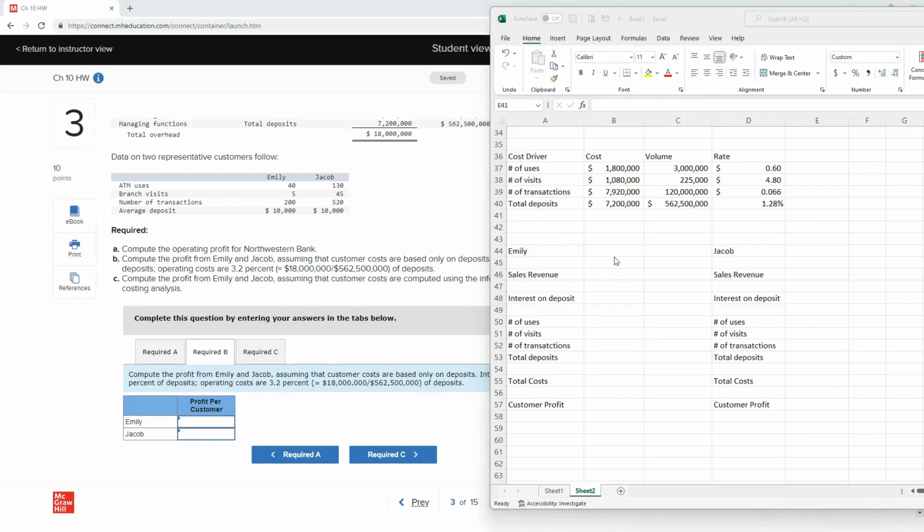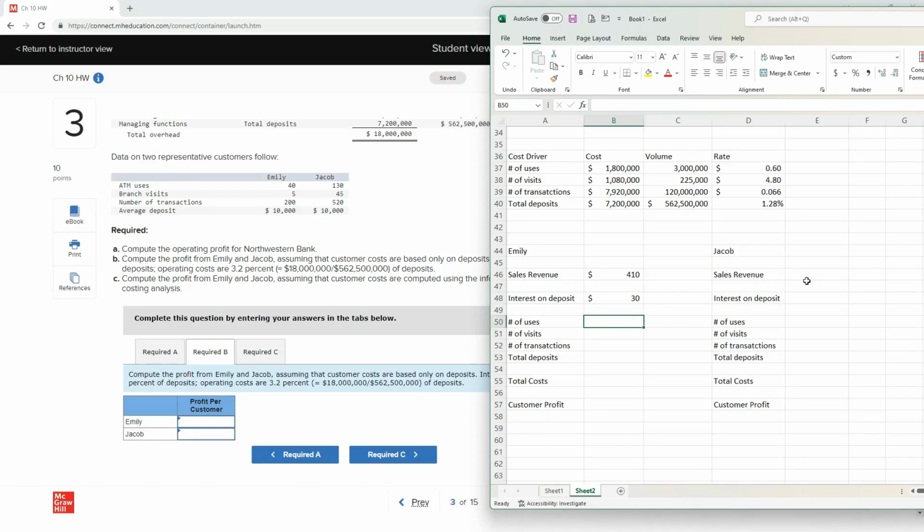So that's going to be 1.28%. So now that we have our rates for Part C, we can do a more accurate calculation of customer profit. So for sales revenue for Emily, it's still going to be $410 because that's going to be her $10,000 deposit times the 4.1% of interest that we make off of that. And then we're still going to pay 0.3% on those deposits. So it's 0.003 times $10,000.